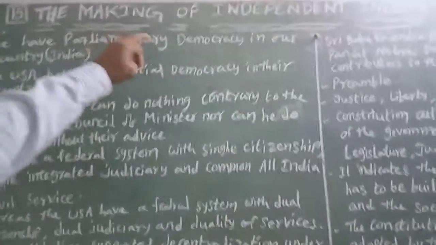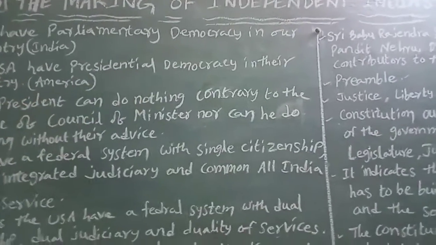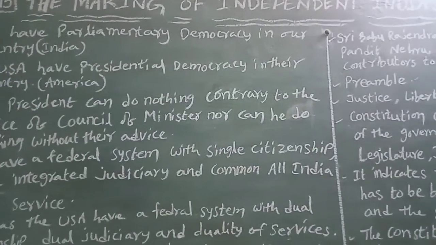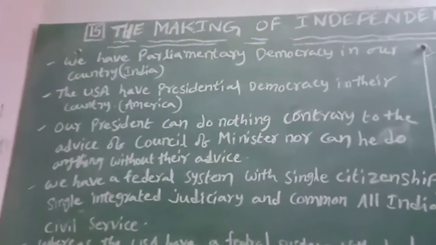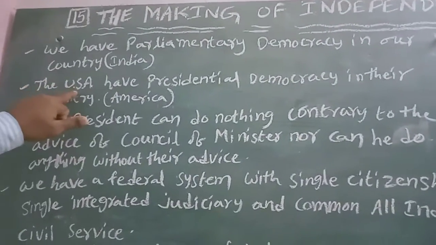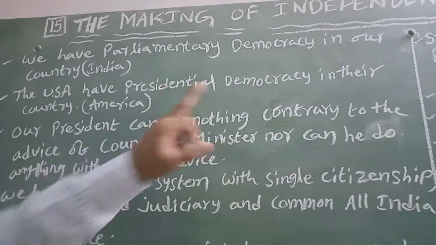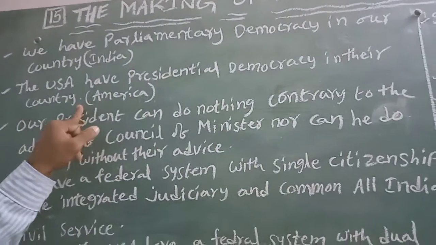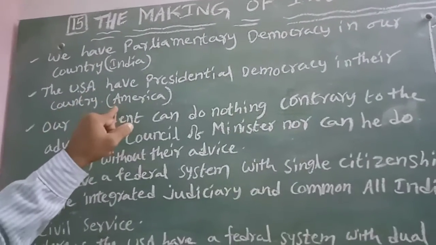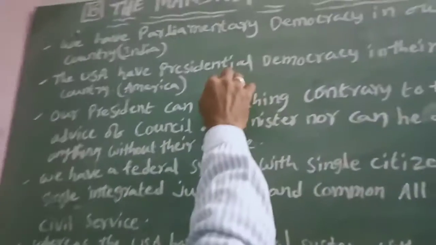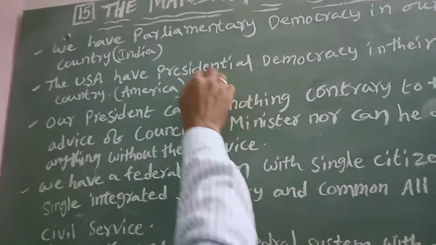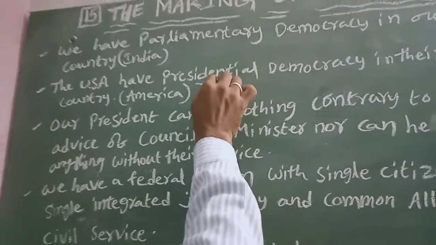Right, we have the parliamentary type of democracy in our country, India. Now we are following the parliamentary type of constitution in India. The USA has a presidential democracy in their country, America. USA means United States of America, where the head of the person is the president. Only the president is the head in the US.